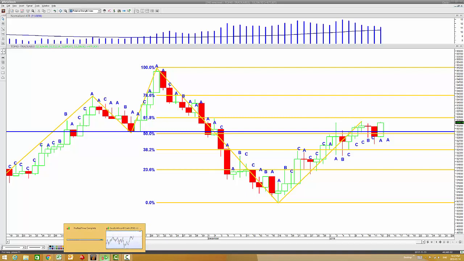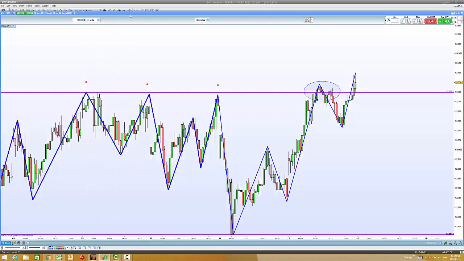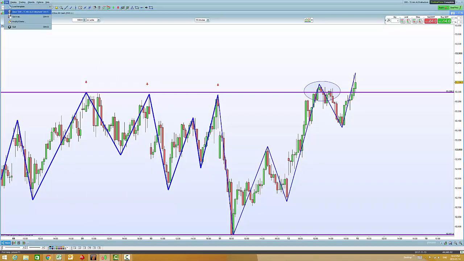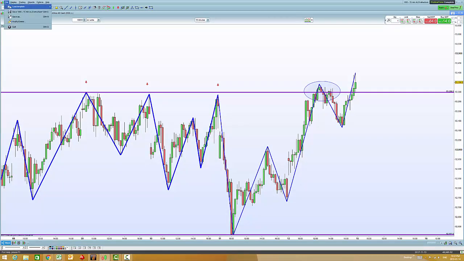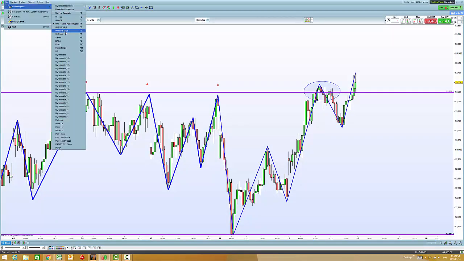What would be indicative for us of that being potentially on the cards? Well, let me just save that and let me pull up a chart of the.